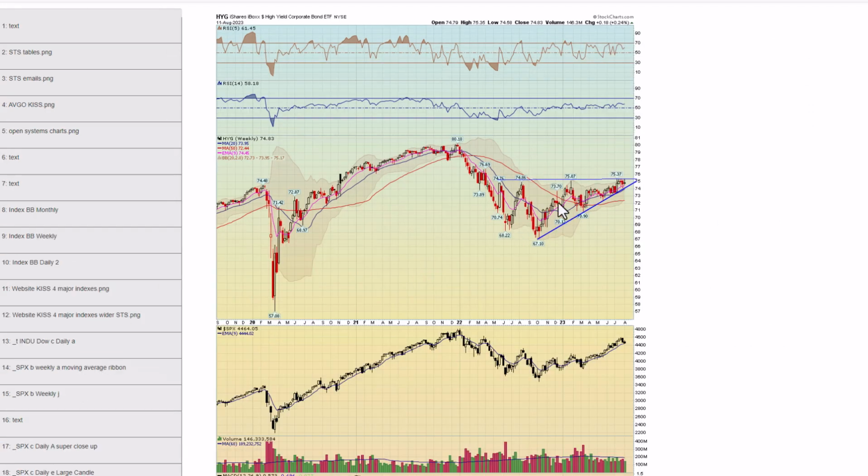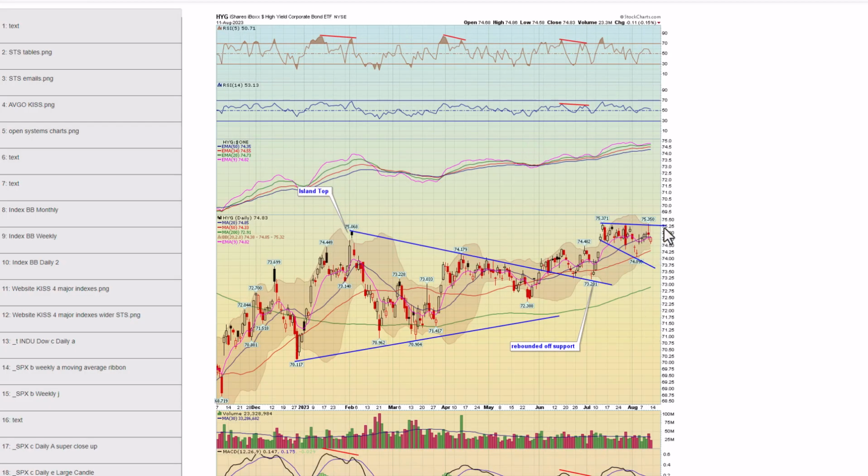Next. Chart number 95, here's high yield corporate versus the S&P. Still hanging in here for now. Chart number 96, here's high yield corporate on the daily. Last week stalled at that trend line that I had.